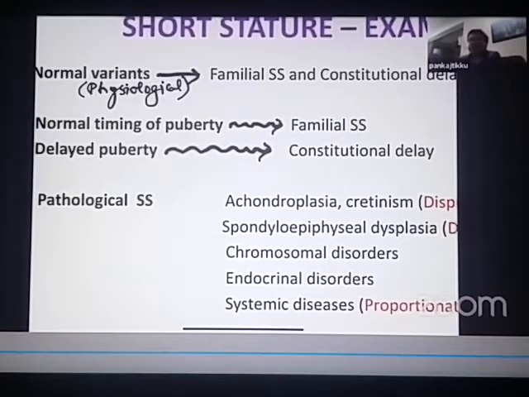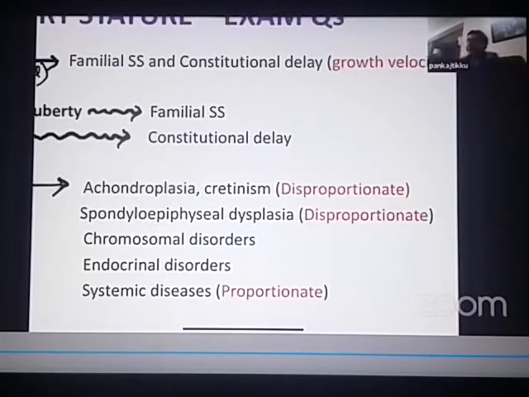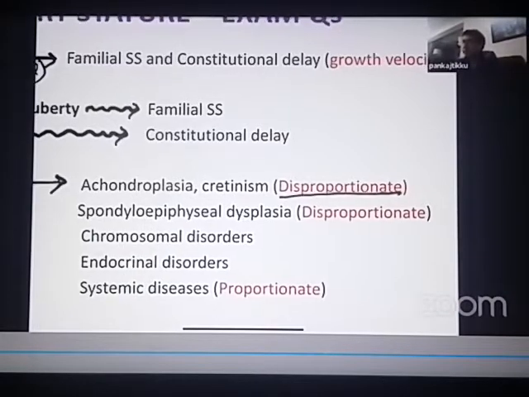Then pathological short stature. Pathological short stature, as I was telling you, is a type of short stature in which the upper segment to the lower segment ratio can either be normal or non-normal. So pathological short stature is divided into two categories. Either they can be called disproportionate or they can be called proportionate.